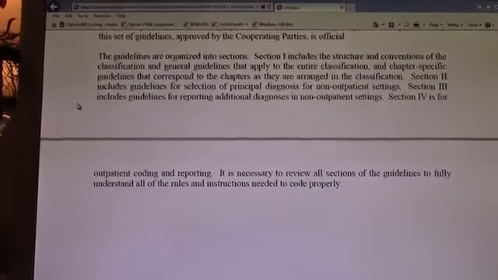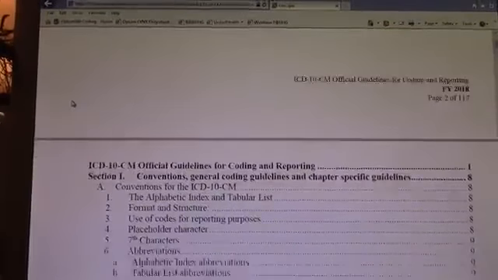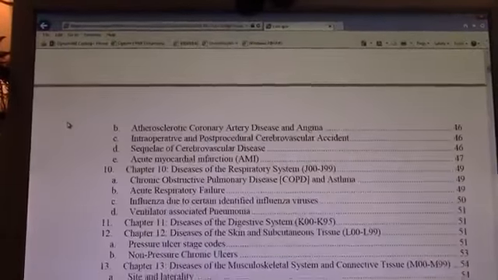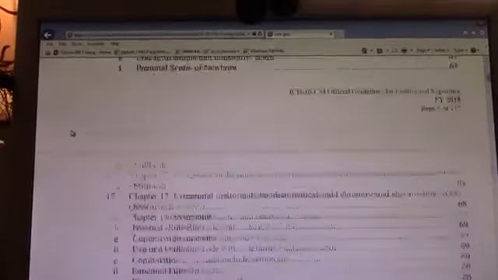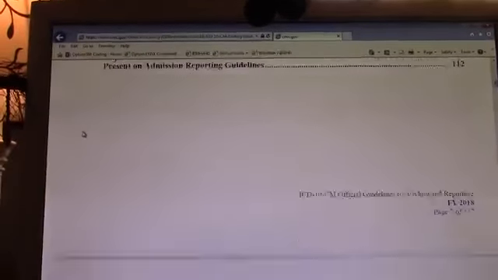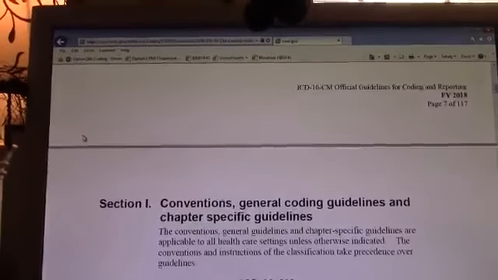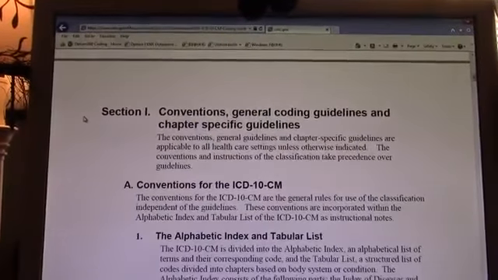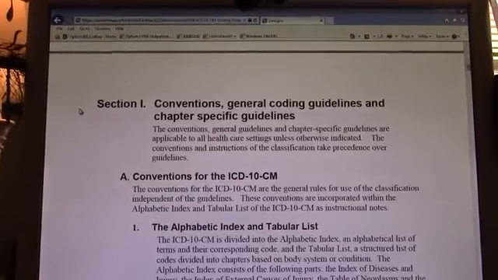Now remember, these are the most current updates. These are our rules to coding. Okay? And it goes on into our contents page or table of contents, which tells you what page you can find each one on. And we are going to start at the beginning. All right, and it starts with conventions and general coding guidelines and chapter specific guidelines.